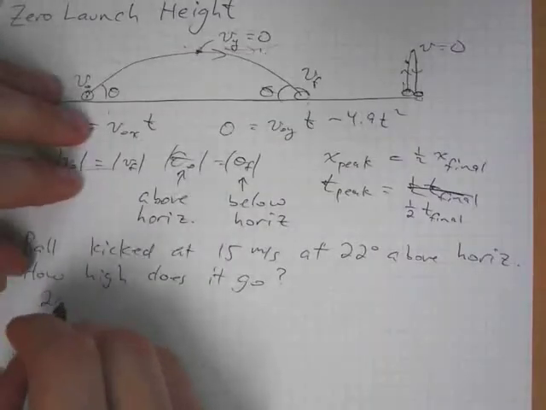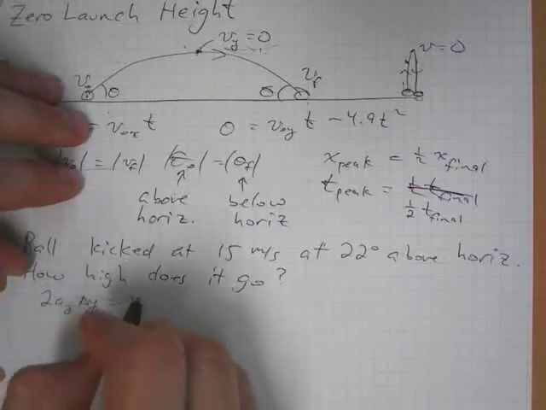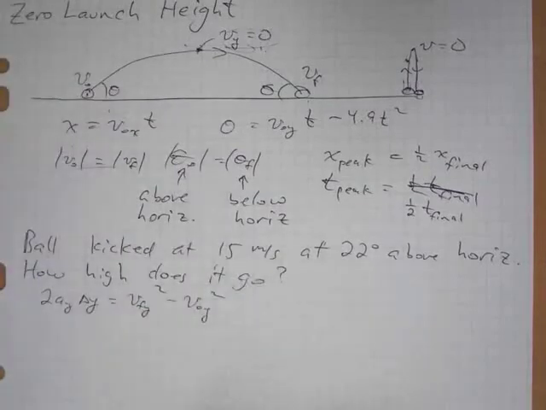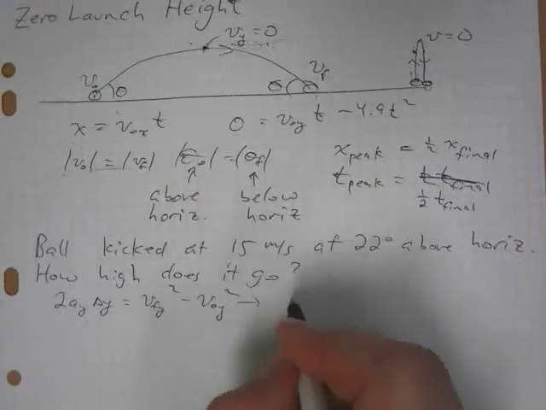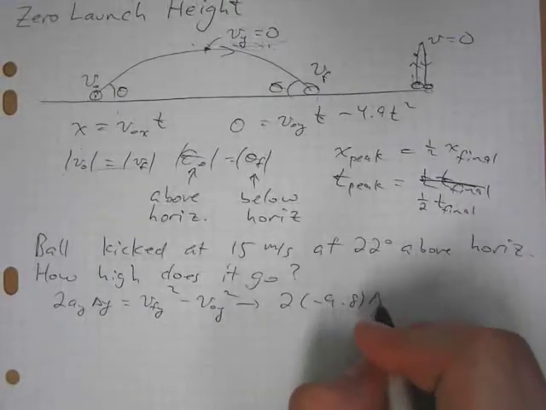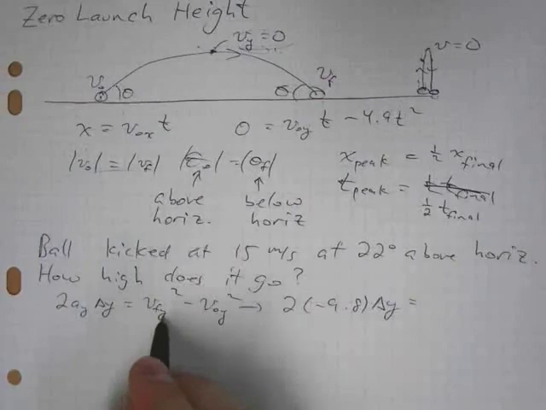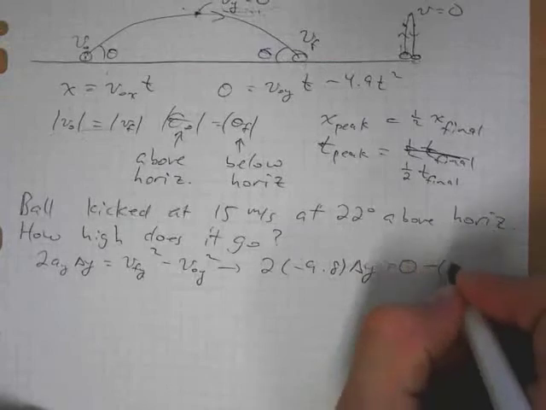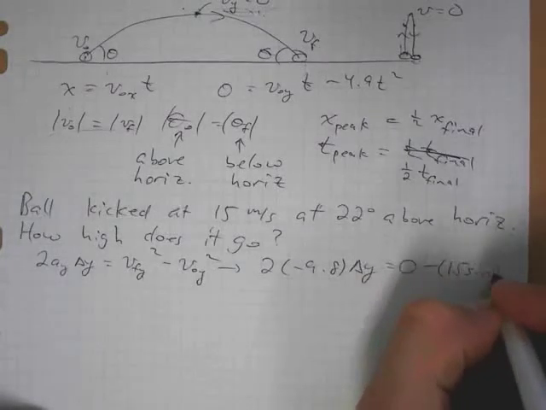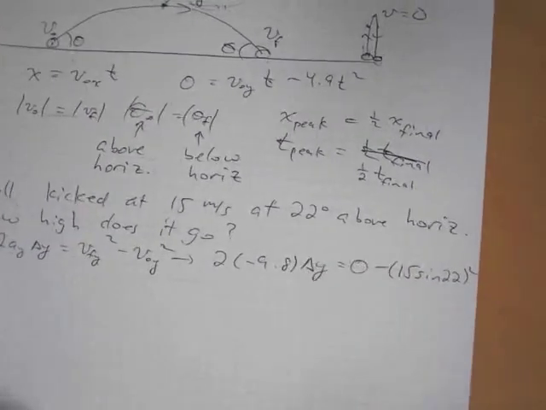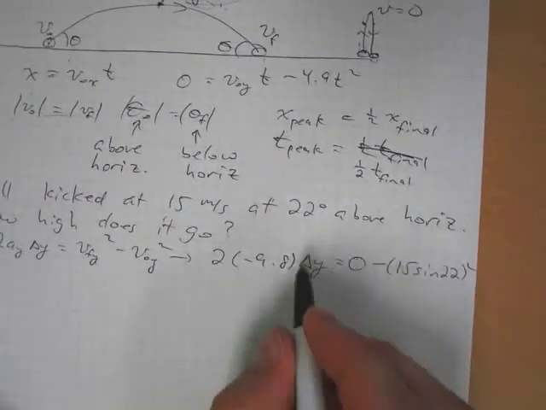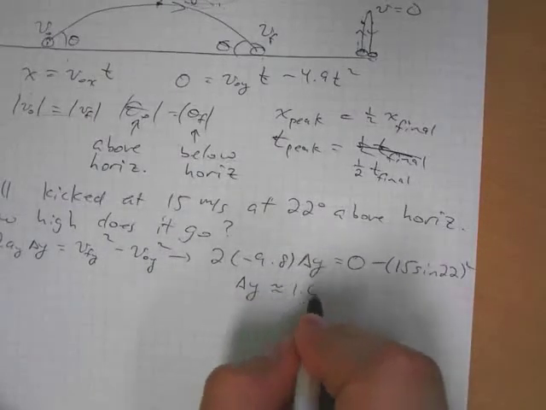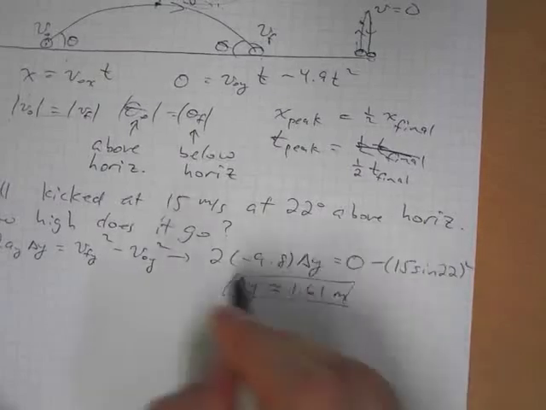2 a y delta y equals v y final squared minus v naught y squared. We know that our acceleration in the y direction is minus 9.8. Delta y is what we're trying to figure out. Our final velocity in the y direction is 0. That's the key feature we're exploiting. And our v naught y, we know, is v naught sine theta. If we plug that all in, we can figure out that delta y comes out to about 1.61 meters. So that is how high it goes.